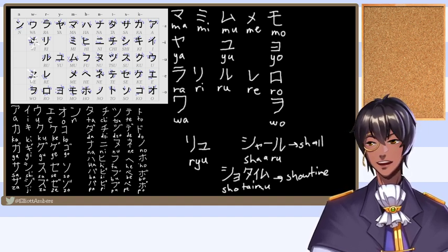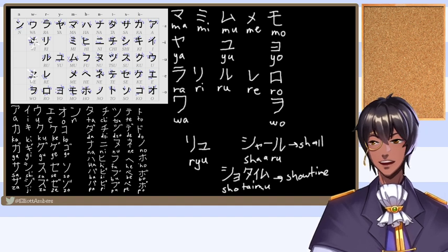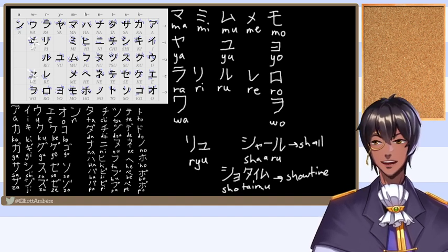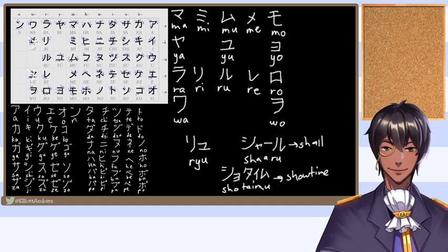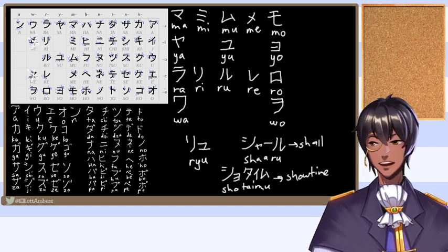Because E and ya, like I and Y, have very similar sounding vowels, that's why those are the ones that get attached to those lowercase y sounds. So that's really all there is to the katakana table.